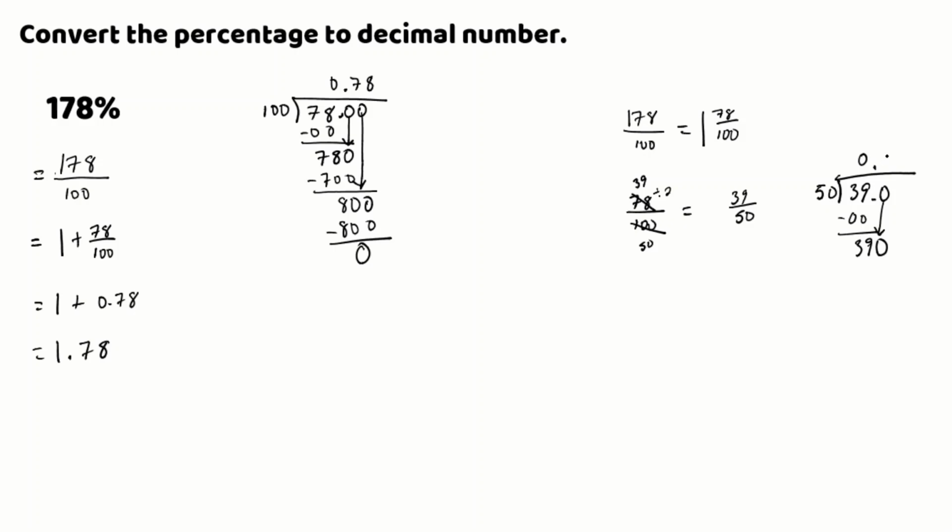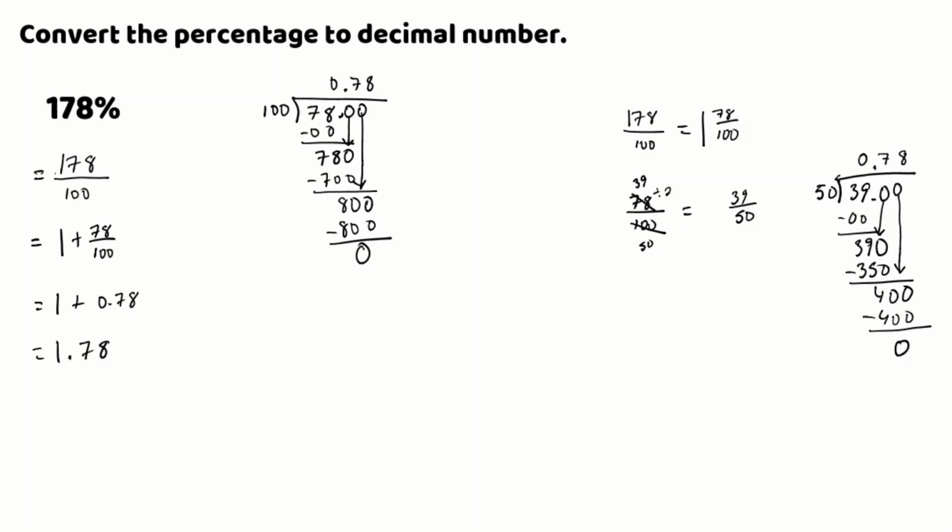50 goes into 390 7 times. 7 times 50 is 350. 390 subtract 350 gives us the difference of 40. We're going to add a 0, bring that 0 down, changing 40 to 400, and 50 goes into 400 8 times. 8 times 50 is 400, and 400 subtract 400 gives the difference of 0. So again, we got our 0.78 by performing our division. And so my percentage 178% is 1.78 as a decimal number.